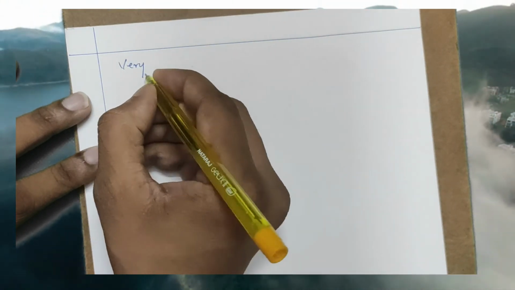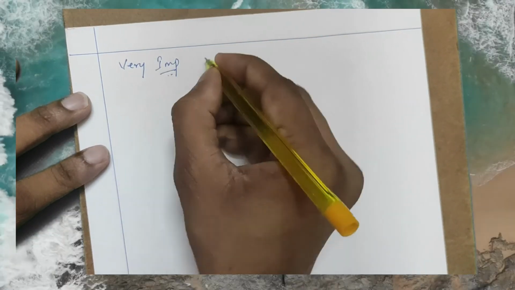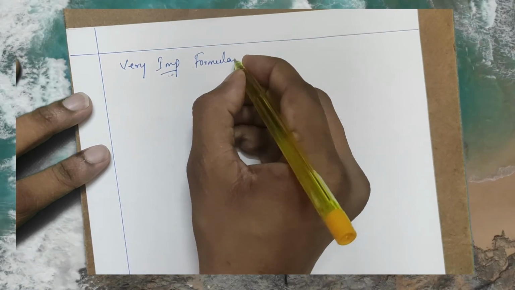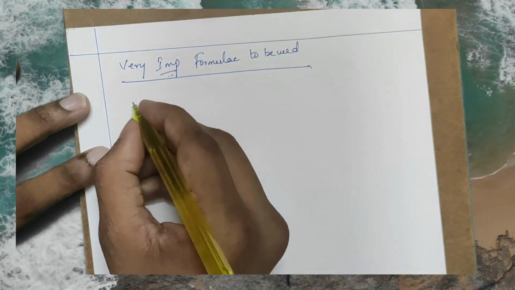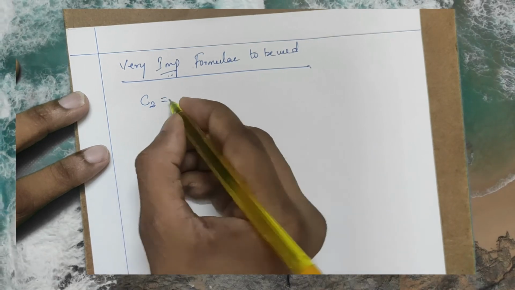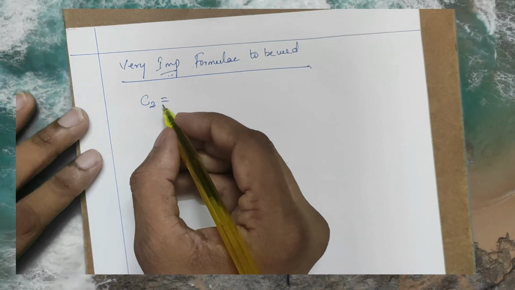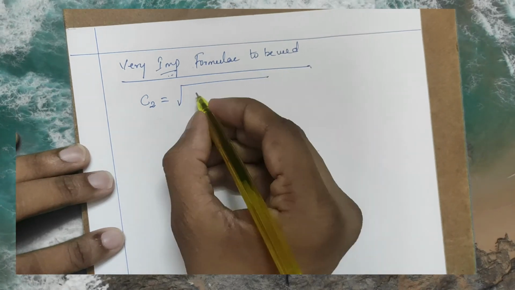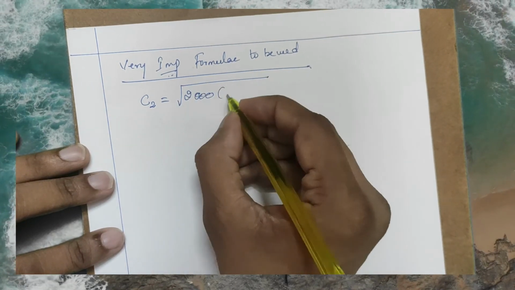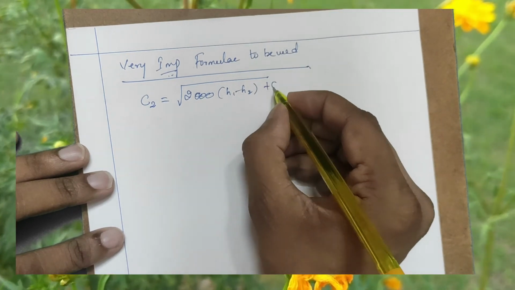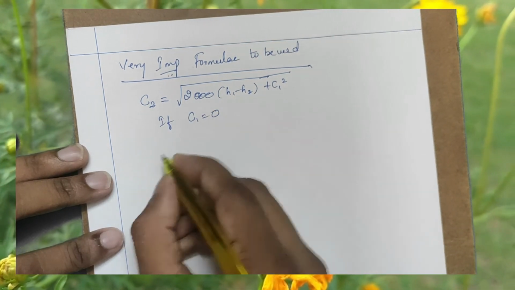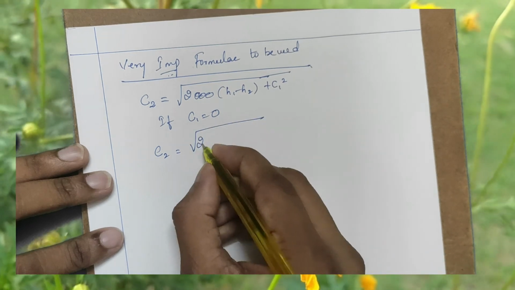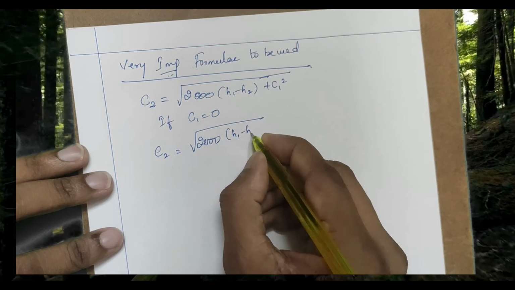Okay, very important formulas to be used in this chapter. First is velocity C2. This C2 will be used if only a convergent nozzle is used. There you'll get C2 equal to square root of 2000 into (h1 minus h2) plus c1 square. If c1 is neglected, if c1 is equal to 0, you'll get C2 equal to square root of 2000 into (h1 minus h2).